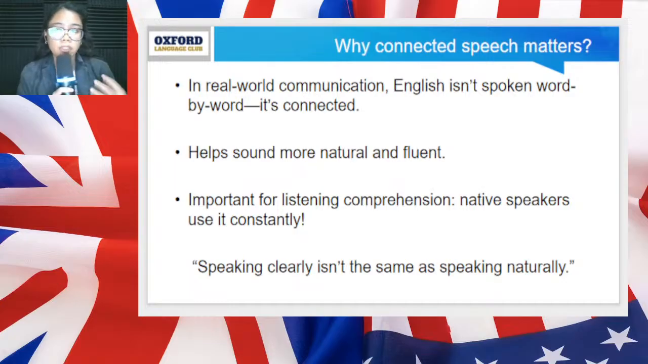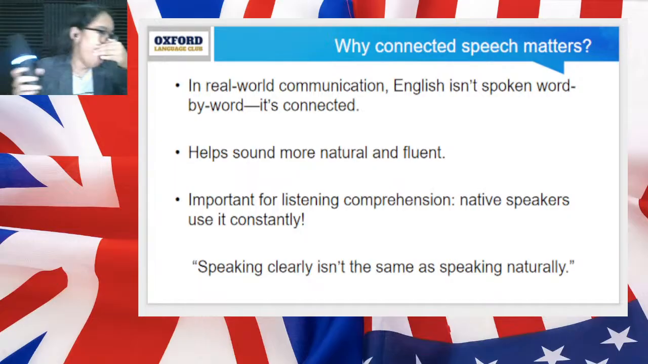But once you understand the common patterns of connected speech, suddenly those fast, seemingly mumbled phrases will start to make sense. Your ears will become trained to recognize the blended sounds, and your listening comprehension will improve dramatically. It's truly a skill that empowers you to understand real everyday English as it's actually spoken.